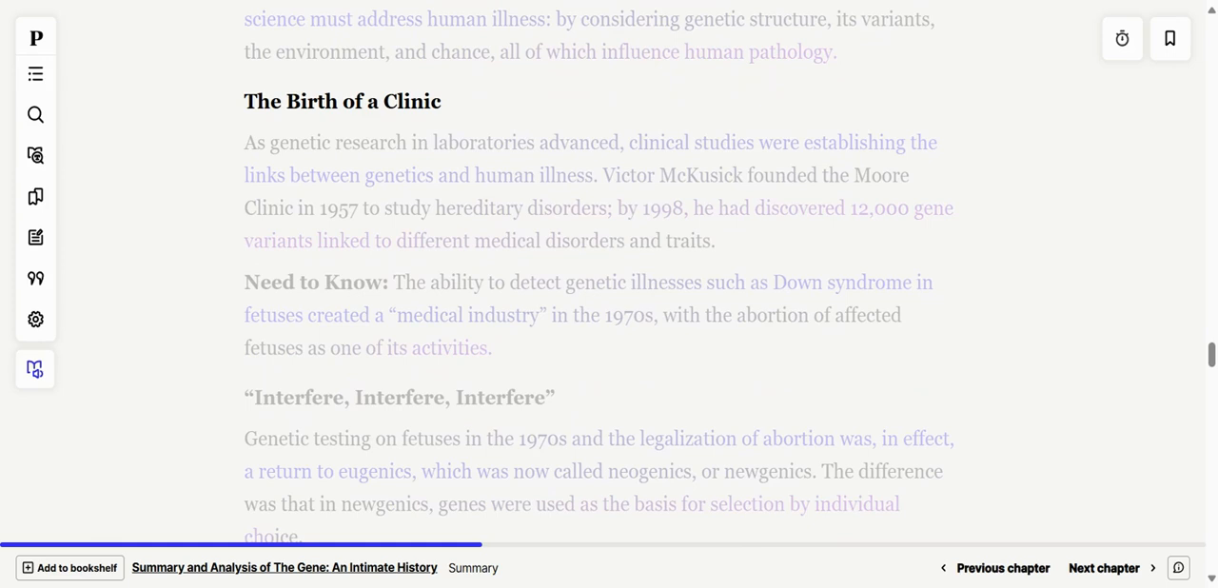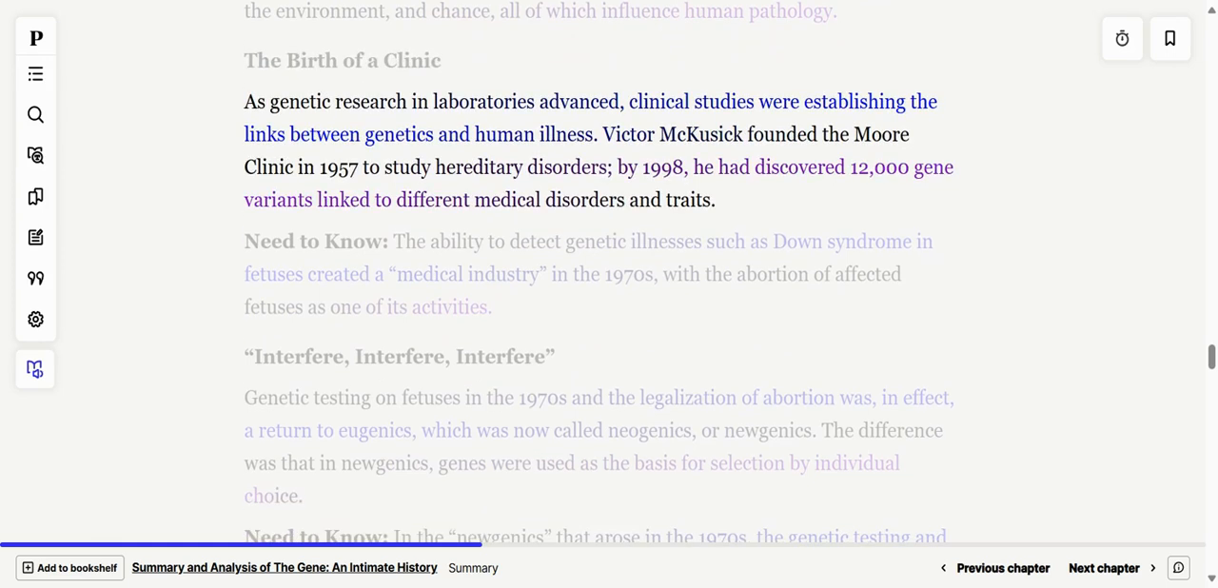Need to know: The ability to detect genetic illnesses such as Down syndrome in fetuses created a medical industry in the 1970s, with the abortion of affected fetuses as one of its activities.